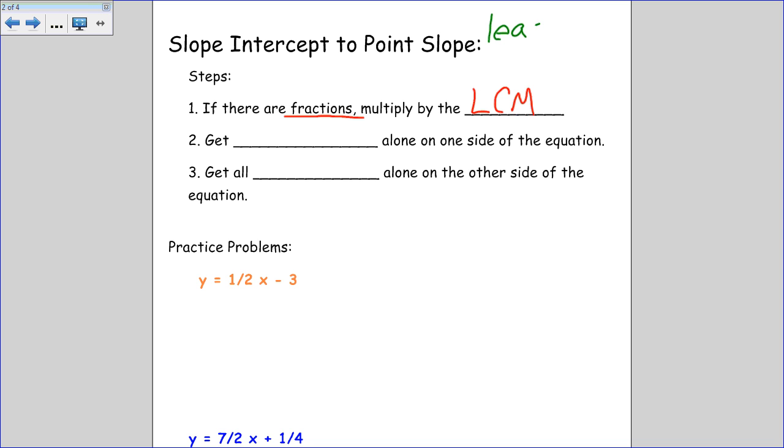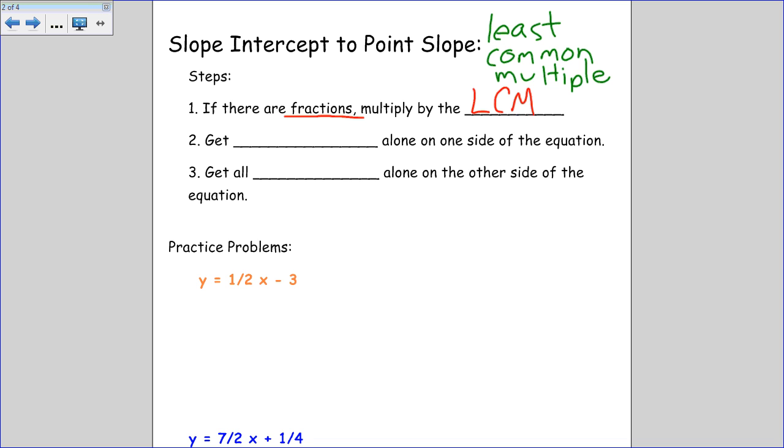The least common multiple. And we'll talk about that a little bit more when we do our practice problems. But the least common multiple is the smallest number that goes into each of the denominators, okay? So we're trying to get rid of a fraction.